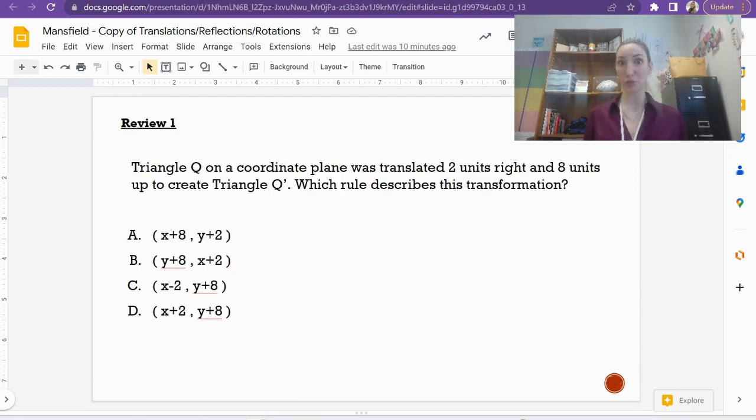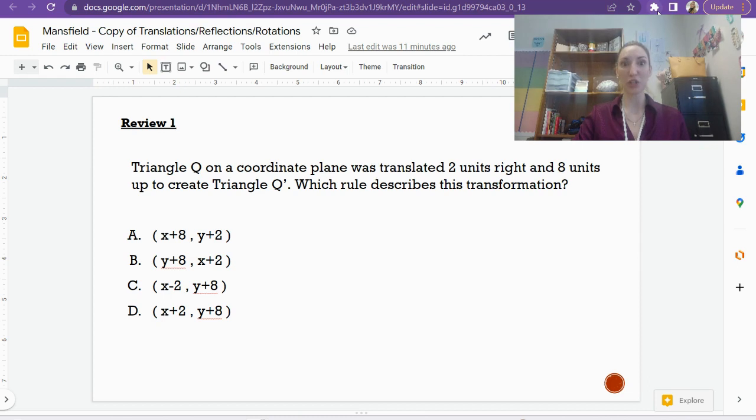So let's review first translation, and then we are going to review reflection. Okay. Review number 1: on your notebook or your piece of paper, please write review 1, so then you know which slide we were talking about. Okay. If your teacher wants to review that later. And then here we go.